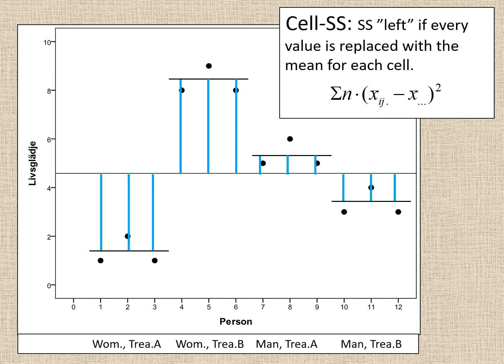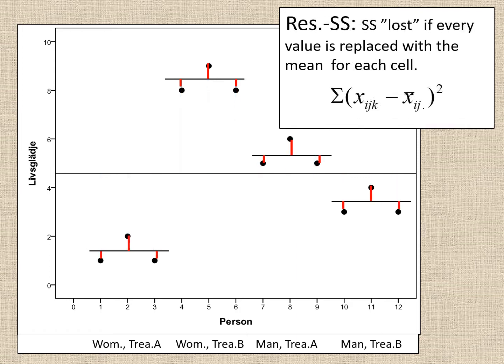We have one last sum of squares. Can you guess what it's called? Residual or error. I think it says error in SPSS output. Residual is quite a common name also. So we take every individual's value minus the cell mean, square that, and take the sum over all individuals. It's what would be lost if we replaced every value with the cell mean.